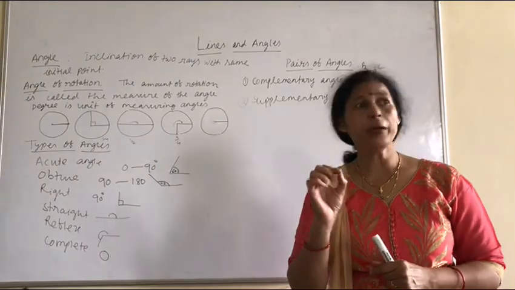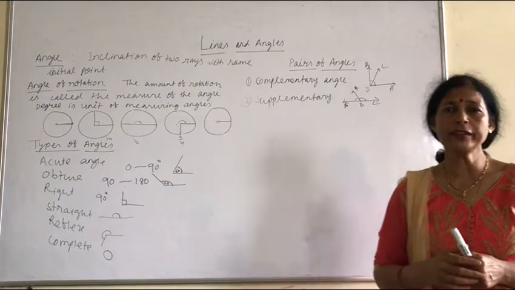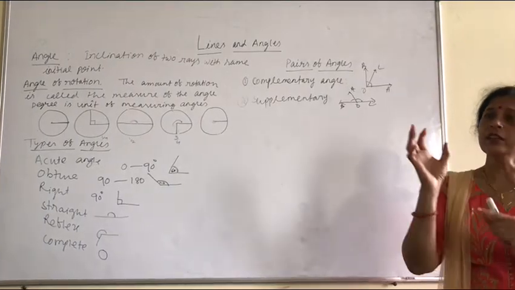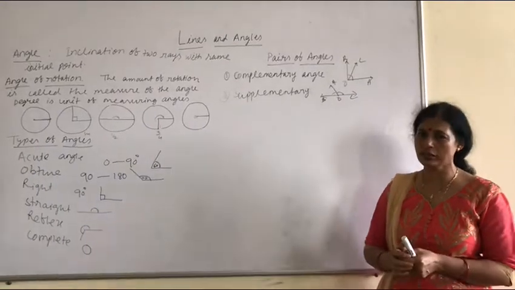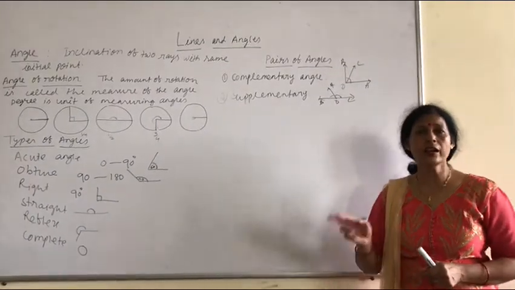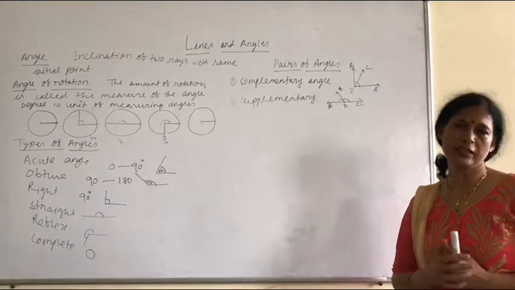Find the complementary angle of 60 degrees. How can you find it? 60 degrees plus the unknown angle is 90 degrees. The angle is 90 minus 60, which is 30. Then 30 and 60 degrees are two complementary angles, that means their sum is 90 degrees.